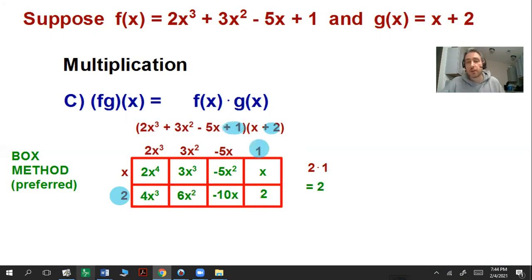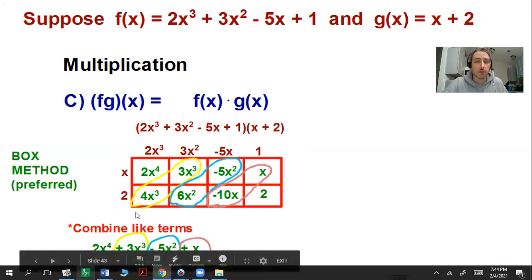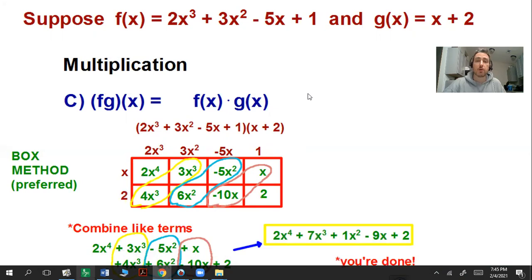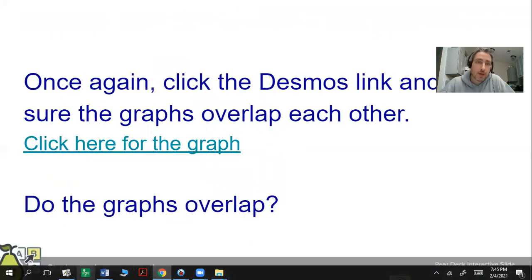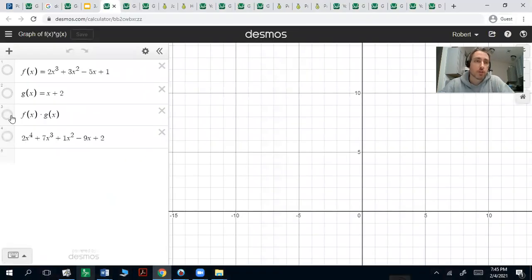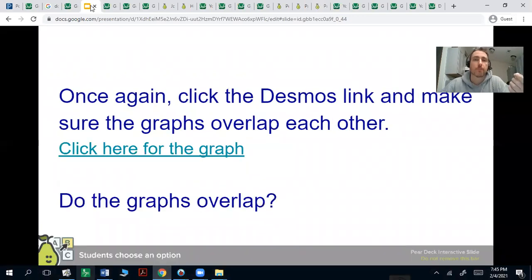And then when it's all said and done, you're going to combine your like terms. So the 3x cubed and the 4x cubed are going to combine. And then you have the negative 5x squared and 6x squared, and the negative 10x and the x. When you put it all together, you should get 2x to the 4th plus 7x cubed plus 1x squared, you can just say x squared, minus 9x plus 2. And that's your answer. So multiplication, box method, and again, just for consistency, graph them. No shame in taking an extra little bit of time just to make sure those two graphs line up. So that should have been something you've done before.